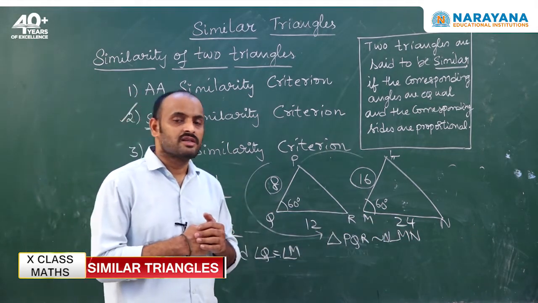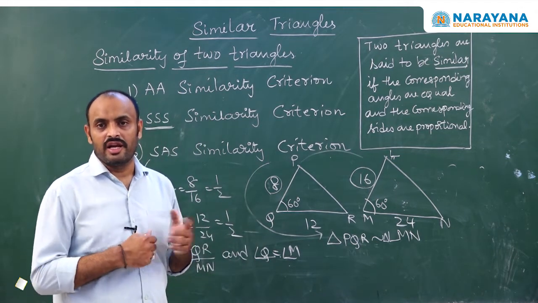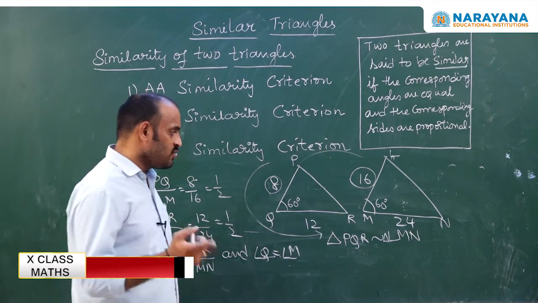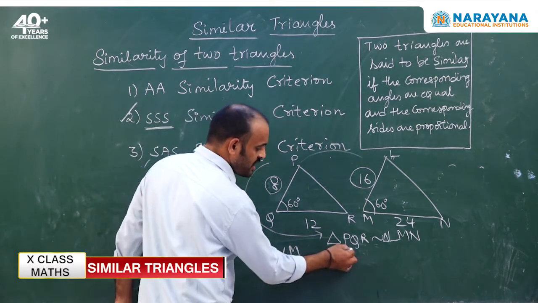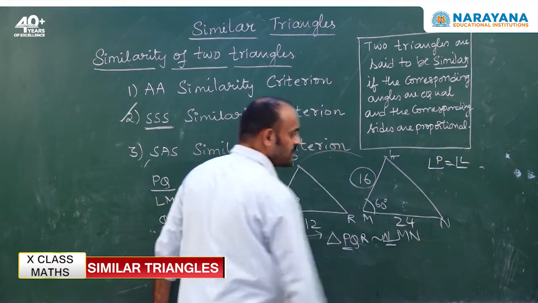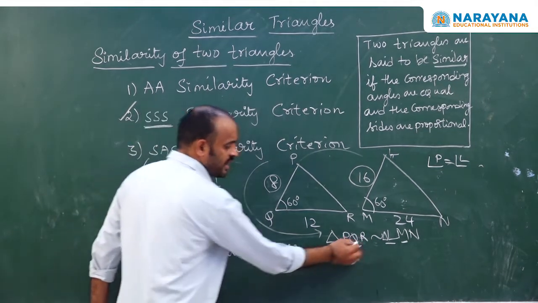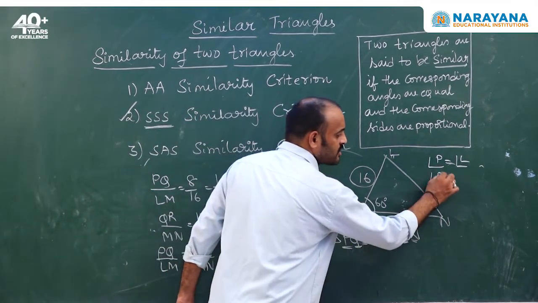Once the triangles are similar, the corresponding sides are in the same ratio and the corresponding angles are equal. So, what are the corresponding angles here? Angle P is equal to angle L. Angle Q is equal to angle M, already we have written. Angle R is equal to angle N.